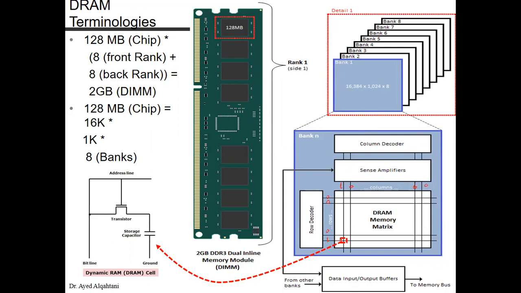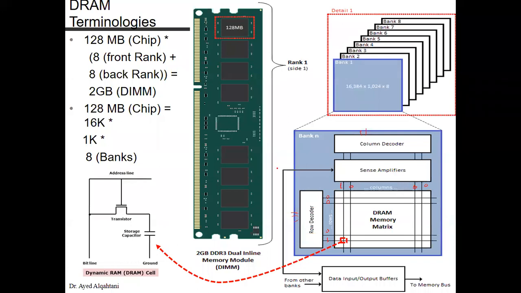And since you are choosing this line to be 1 and this line to be 1, and this is actually based on the input of the decoder, the input of the decoders of the row and the column is actually the address broken down into two.